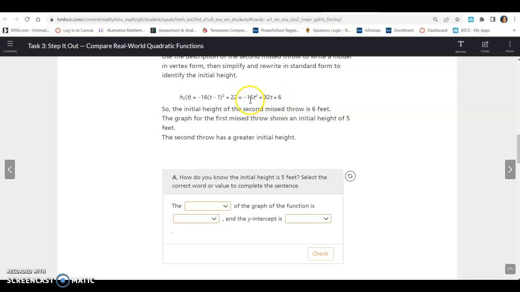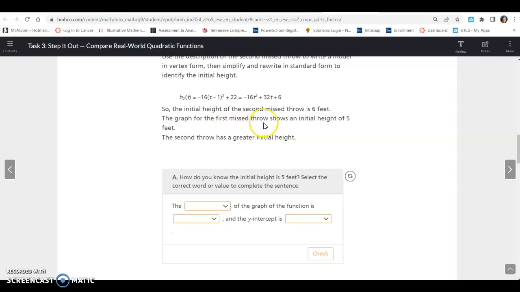This is standard form, ax squared plus bx plus c, where a is your quadratic term, b is your linear term, and c is your constant term. All right, so the initial height of the second missed throw is 6. Remember, the initial height, or the y-intercept, comes from the constant term when it's in standard form. So that initial height is 6 feet.